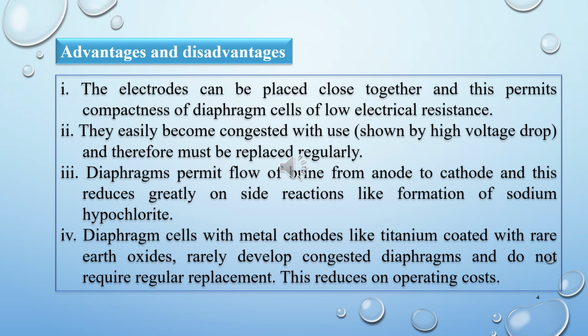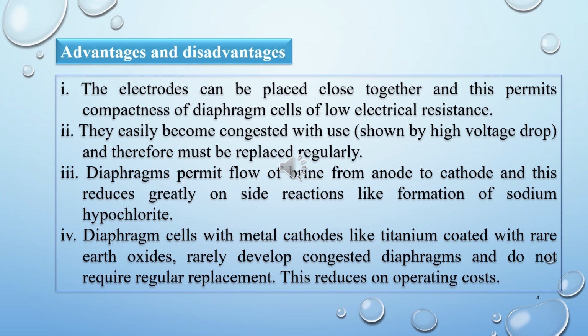Bismillahirrahmanirrahim. Dear students, in the previous lecture, we were discussing the diaphragm cell and its working, where we have discussed that the diaphragm cell consists of two electrodes, anode and cathode. Cathode is formed of cast iron and anode is formed of graphite, and these two electrodes are separated through asbestos diaphragm.